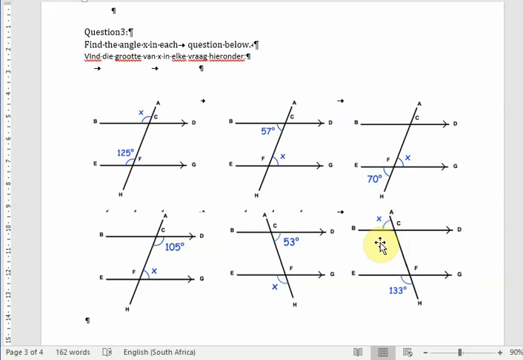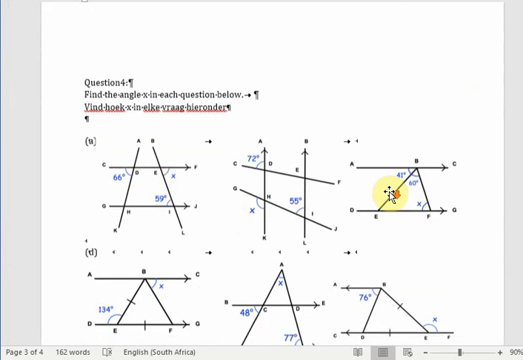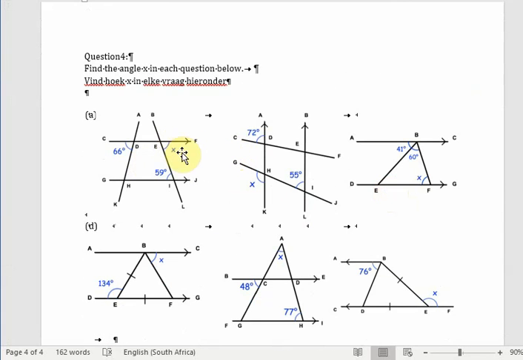Now, this 133 and this x, they are two angles on a straight line. So x is then 180 minus 133, which is 47. So x is 47. Question 4. We need x. X and this 59 degrees are alternate angles. Daai twee is verwisselende hoeke. Verwisselende hoeke is gelyk. So daar is 59. So that one is also 59 because alternate angles are equal.